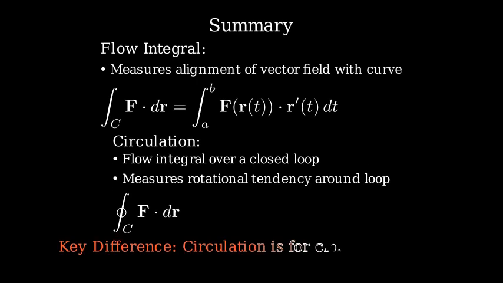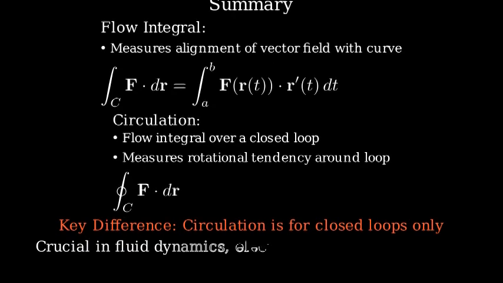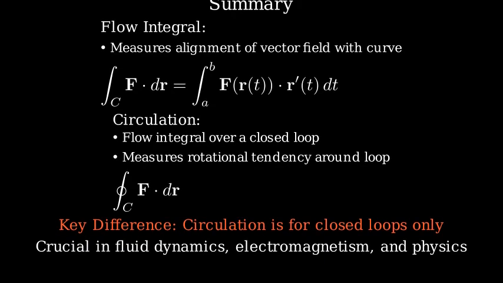The key difference is that circulation is specifically defined for closed loops, while flow integrals can be defined for any curve. Both concepts are crucial in understanding vector fields, especially in fluid dynamics, electromagnetism, and other areas of physics.